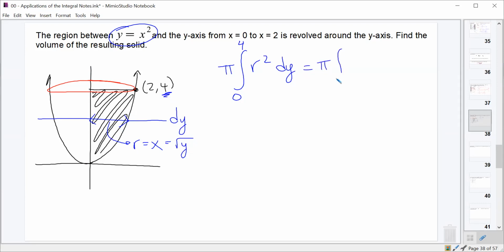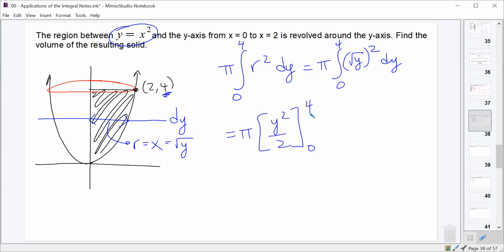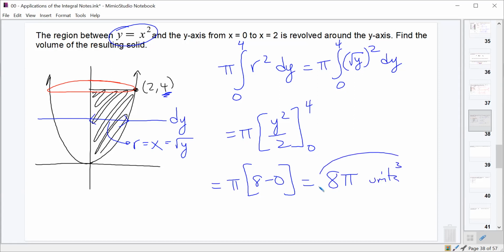We can replace this now with pi times the integral from 0 to 4 of root y squared dy. Well, obviously, root y squared is just y. So the integral of y is y squared over 2, and we'll evaluate from 0 to 4. We've got pi times 8 minus 0, or just 8 pi units cubed.